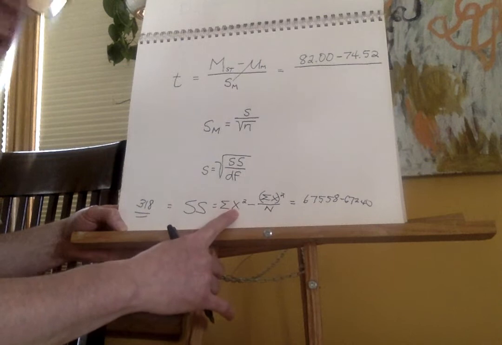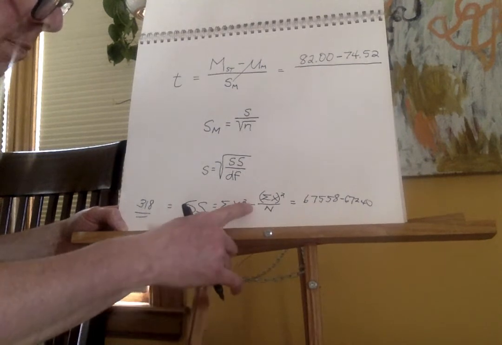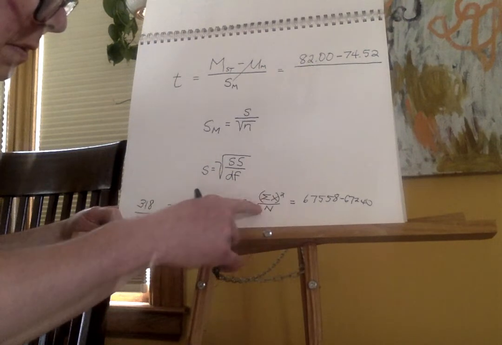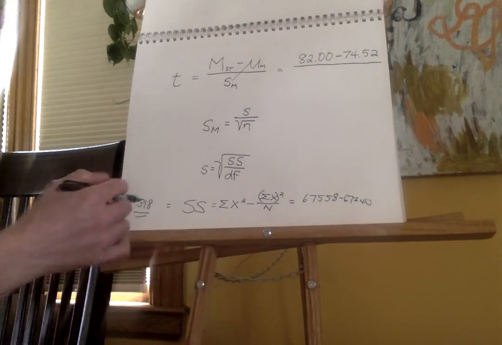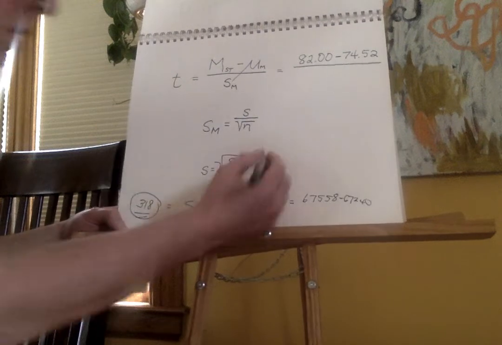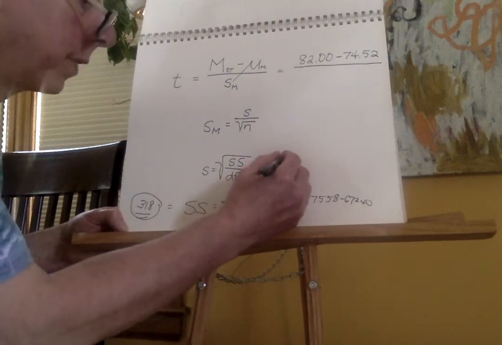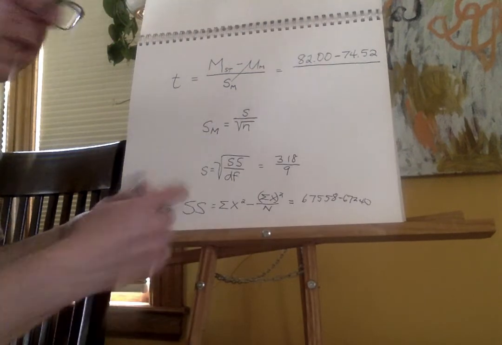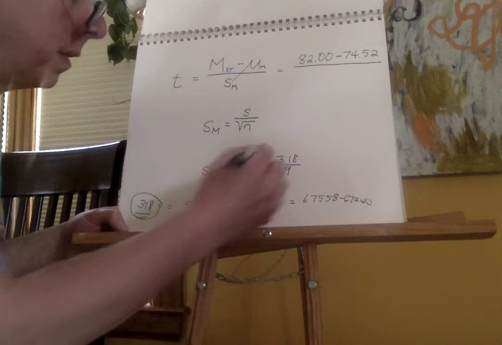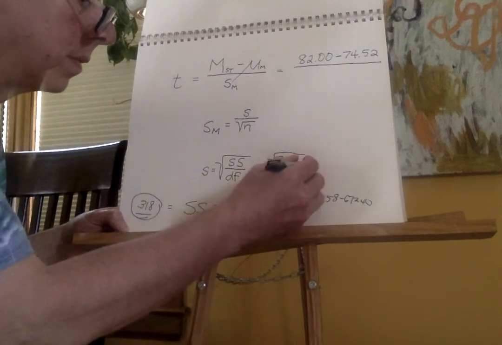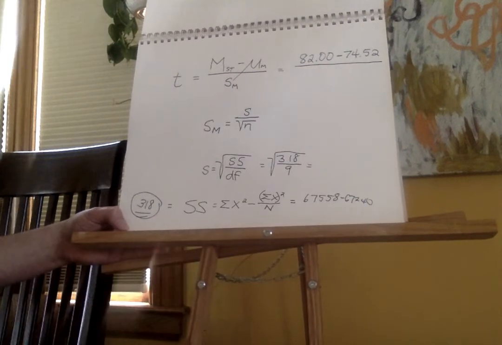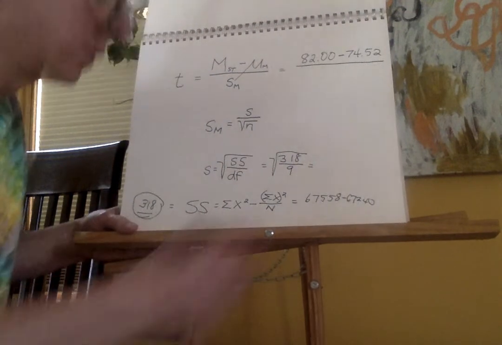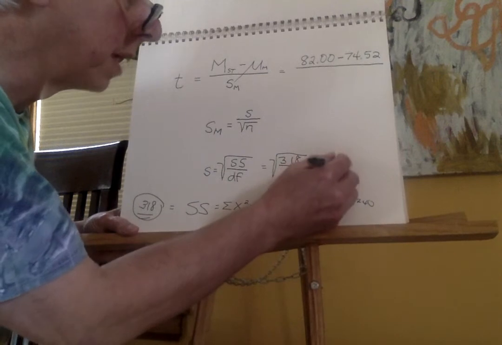Square each number, then add those together, minus this. You're adding all the numbers up first, squaring, divided by 10. Okay, so here's our sum of squares. All right, good to go. 318 divided by the degrees of freedom, which is now 9, because we have 10 people in our study. Don't forget to take the square root. And so that is equal to 5.94.